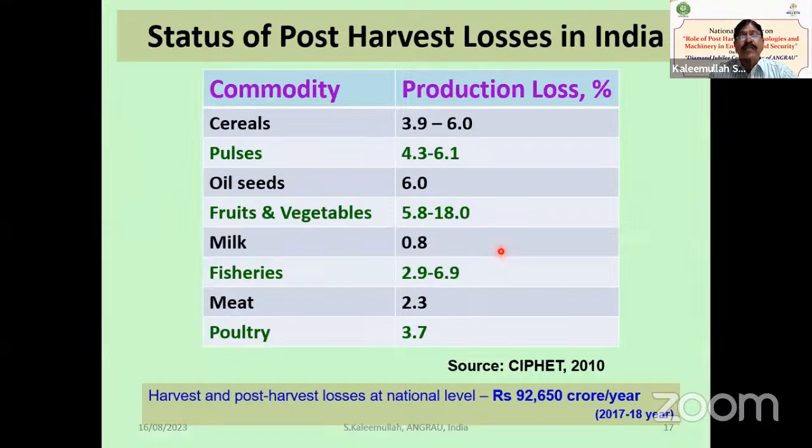Now, coming to the status of post-harvest losses in India, the Central Institute of Post-Harvest Engineering and Technology has surveyed and published that the losses in the case of cereals were around 3.9 to 6%. Pulses, 4.3 to 6.1%. Oil seeds, 6%. And fruits and vegetables, 5.8 to 18%. And if you see the amount that we are losing due to harvest and post-harvest losses at the national level, it was around 92,650 crore per year, according to 2017-18 data.